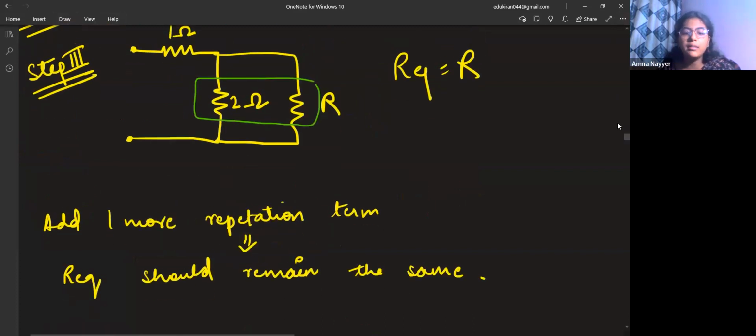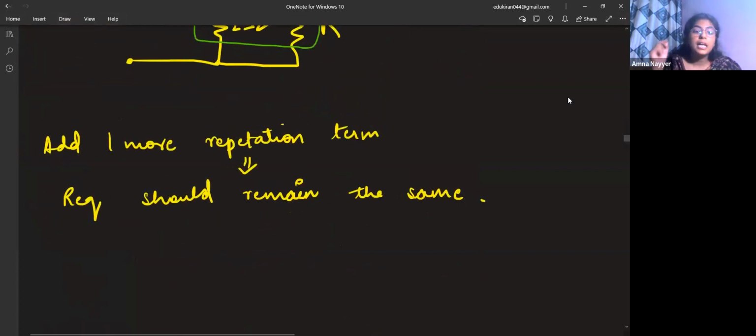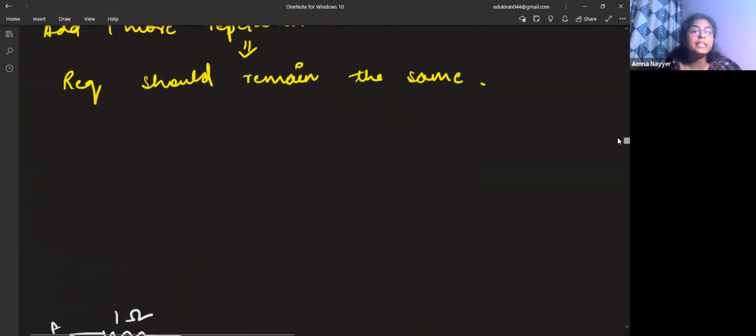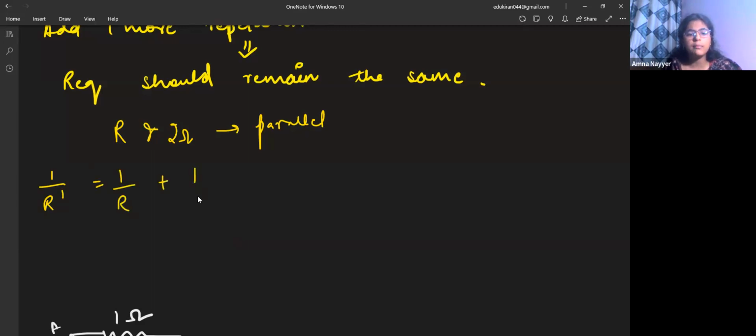So add one more repetition term, R equivalent should remain the same. So here in this question, let us complete and find out the answer. R and 2 ohm resistor are connected in parallel, right? So let's say 1 by R dash, I'm assuming, is 1 by R plus 1 by 2, which is (2 plus R) divided by 2R. So R dash is 2R by (2 plus R).